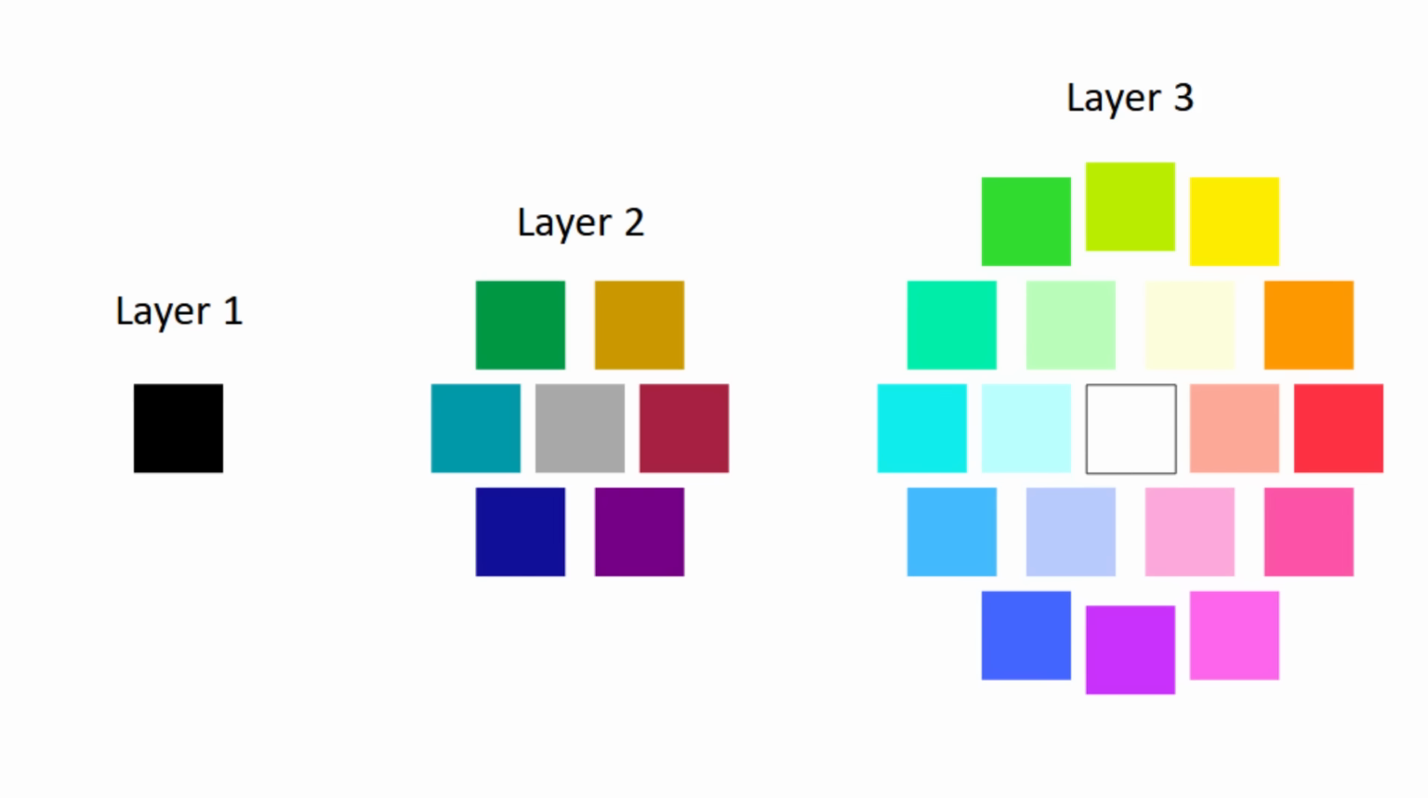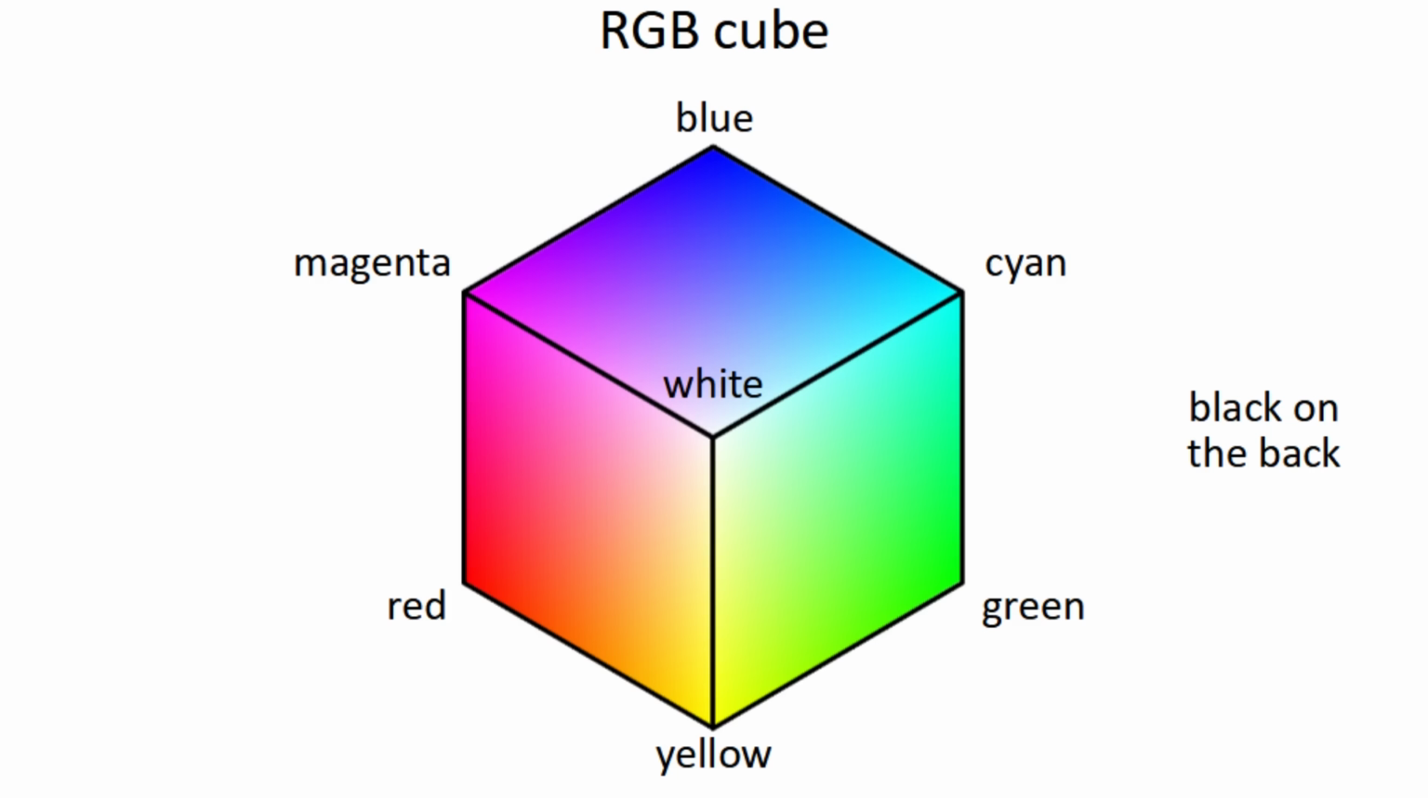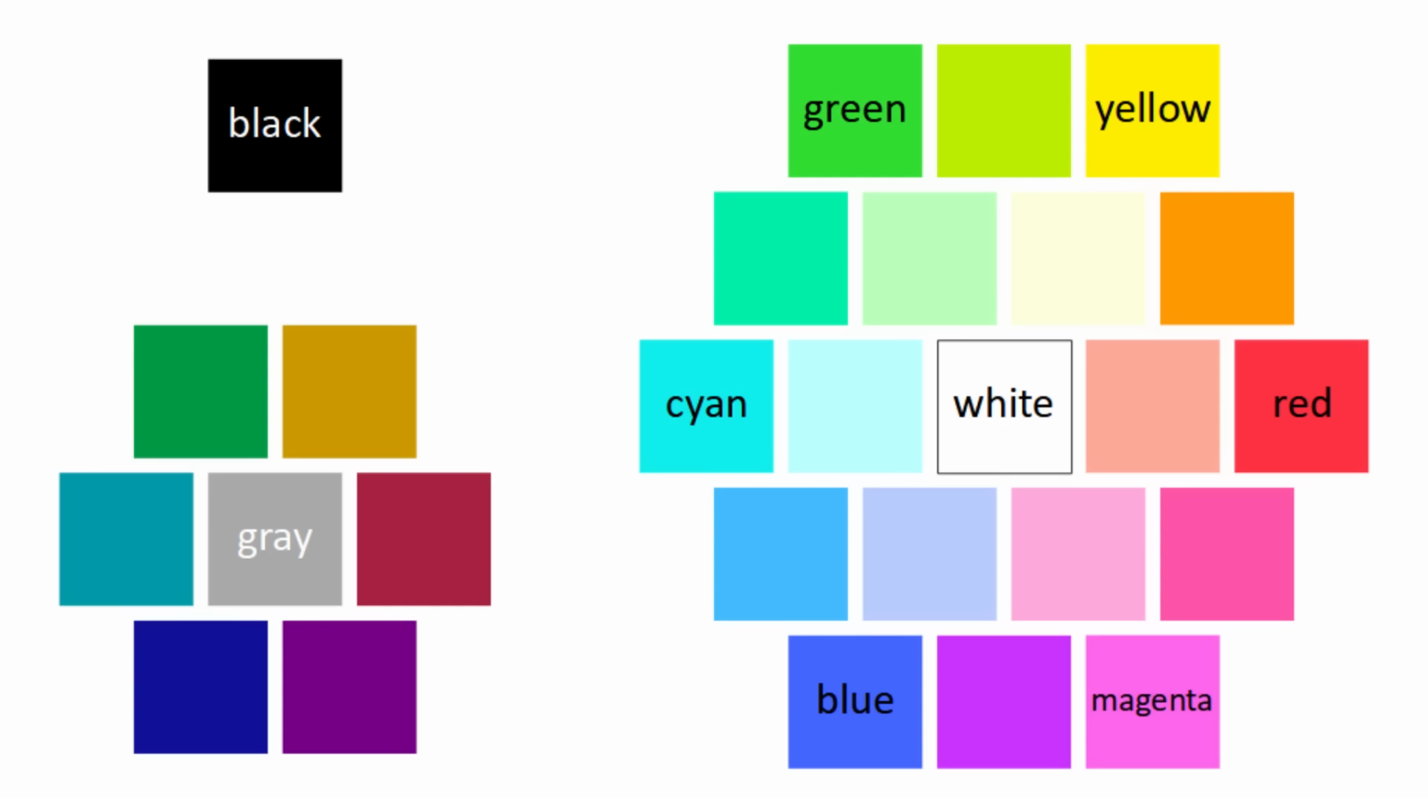So first of all, in the center of each layer we have black, white, and gray. Then in the top layer we have what I call the main 6. These are red, yellow, green, cyan, blue, and magenta. These, along with black and white, make up the 8 corners of the RGB cube. Then the next set of 6 is what I call the in-between colors, because they're in-between pairs of the main 6. These are orange, chartreuse, turquoise, azure, purple, and cerise.